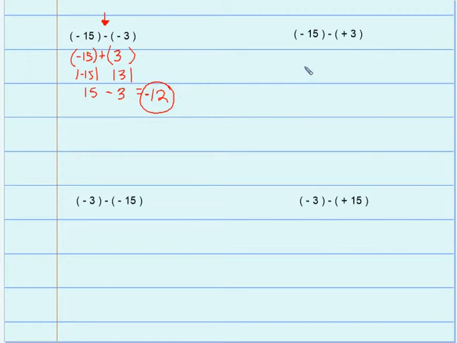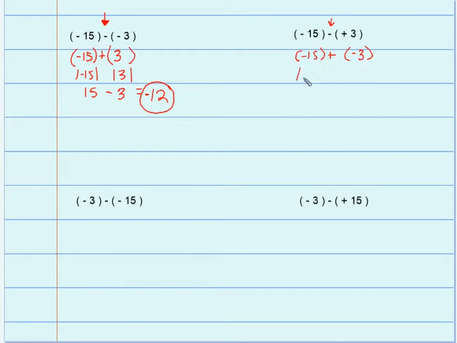And I'm going to go over to the right problem. Now we have negative 15 minus a positive 3, and we need to change to an addition problem, add the opposite. So we're going to take negative 15 and add to it the opposite of positive 3, which would be negative 3. Now we are adding 2 integers. They have the same signs.